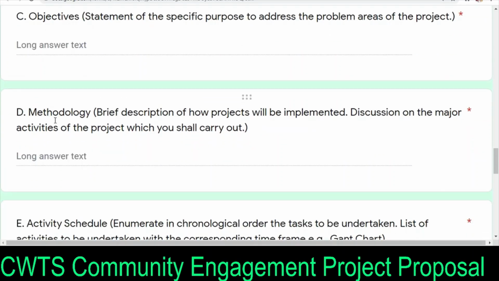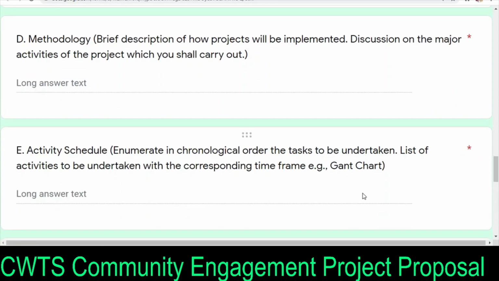Methodology, this is the how. Describe briefly how the project will be implemented. Bullets will do, or you have to elaborate more. What is essential here is that you should be able to narrate how you will do it. Discuss the major activities of the project which you shall carry out.